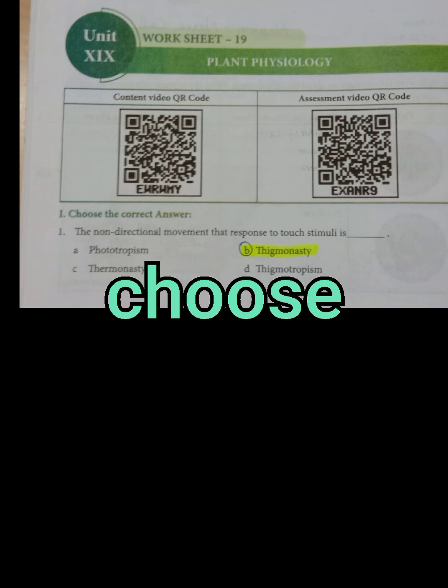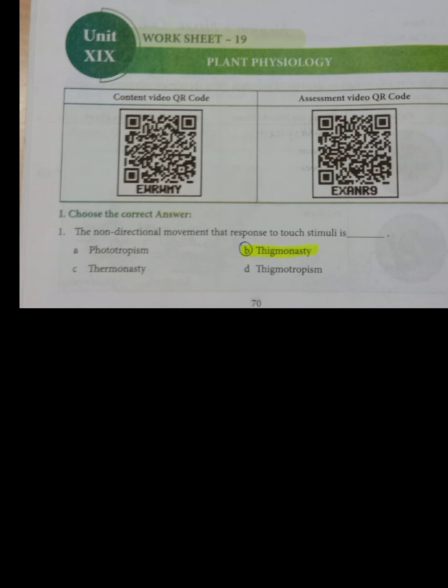Choose the correct answer. First question. The non-directional movement that responds to touch stimuli is A. Phototrophism, B. Thigmonasty, C. Thermonasty, D. Thigmotrophism. The correct answer is option B.